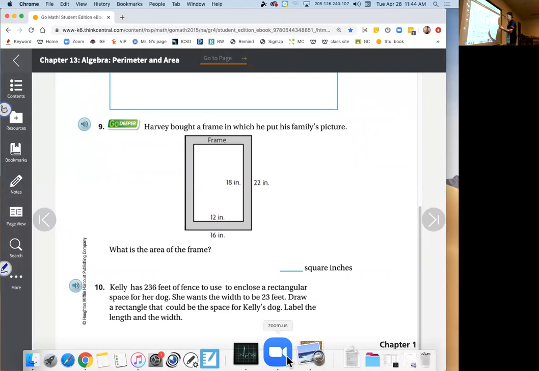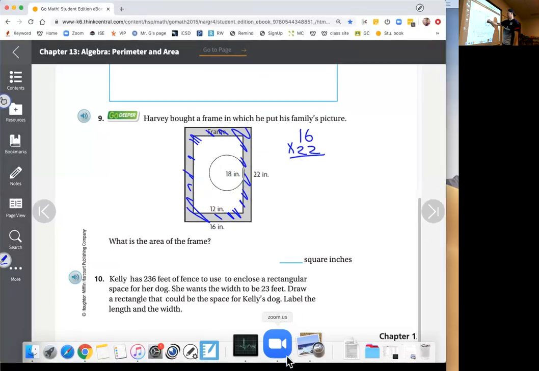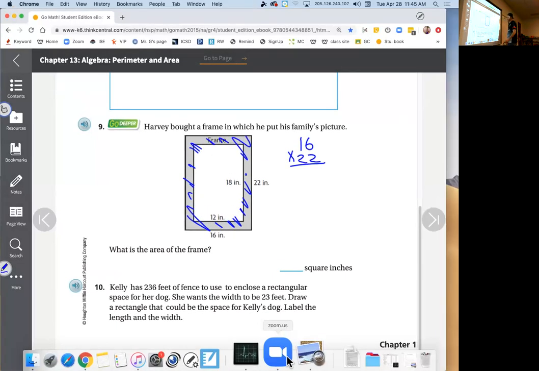You can't just do 16 times 22. Why? Because 16 times 22 is the whole thing, picture and frame. We want to get rid of just the picture area. So we have to find the area of the picture. But we got to find the area of the whole thing too.